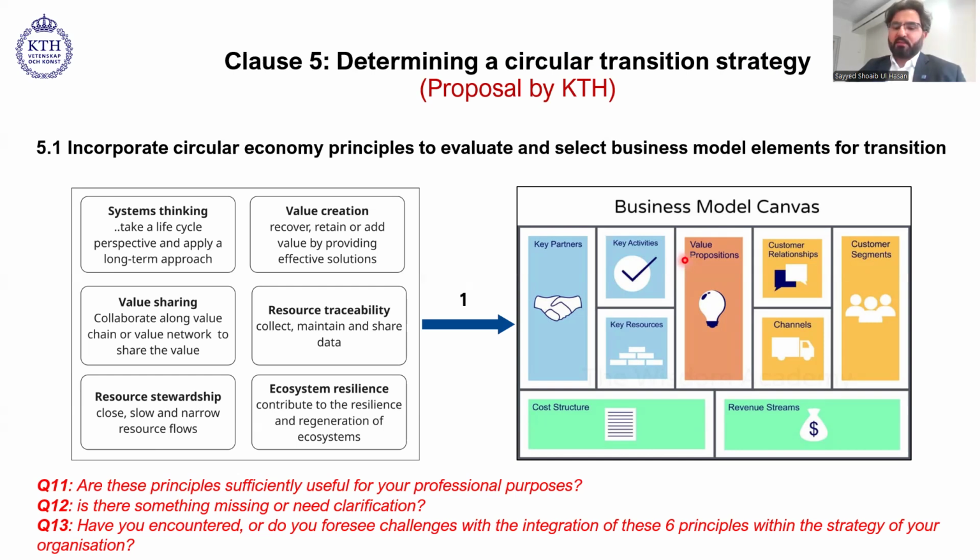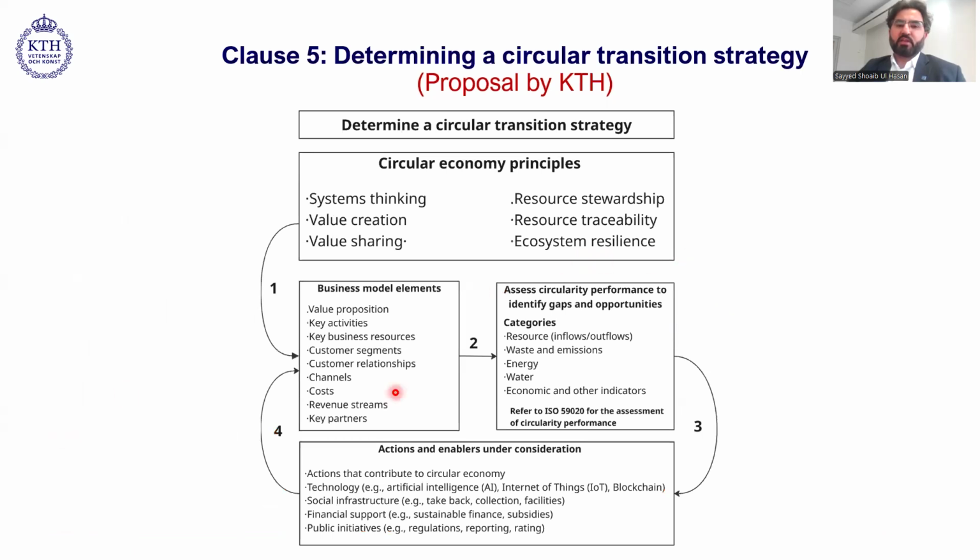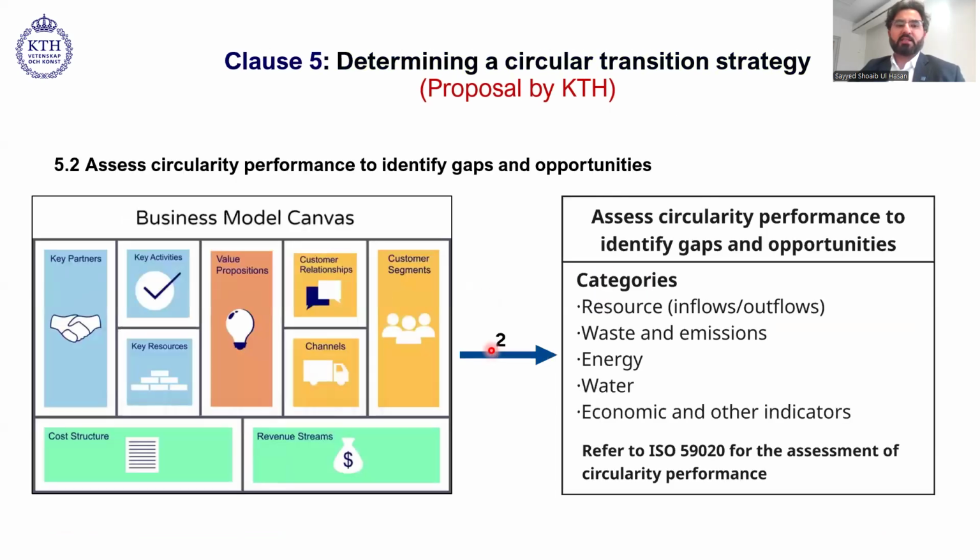And after you have done this analysis, you go to step 2, where you have already selected some business model elements, and you assess the circularity performance for those business model elements. And you see what the gaps and opportunities are, what the current status is, and how we can make it better. There, the reference is to ISO 59020, which is the standard to assess circularity performance. It provides a list of indicators, for example, that can be used to assess the performance. This is a really good standard.